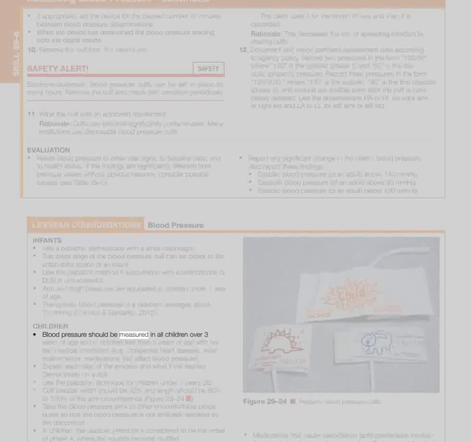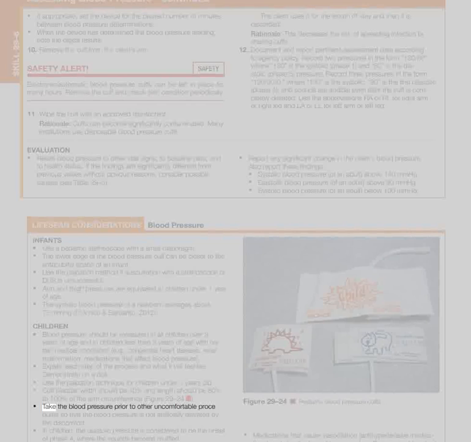Children: blood pressure should be measured in all children over 3 years of age, and in children less than 3 years of age with certain medical conditions, for example, congenital heart disease, renal malformation, or medications that affect blood pressure. Explain each step of the process and what it will feel like. Demonstrate on a doll. Use the palpation technique for children under 3 years old. Cuff bladder width should be 40%, and length should be 80% to 100% of the arm circumference, figure 29-24.